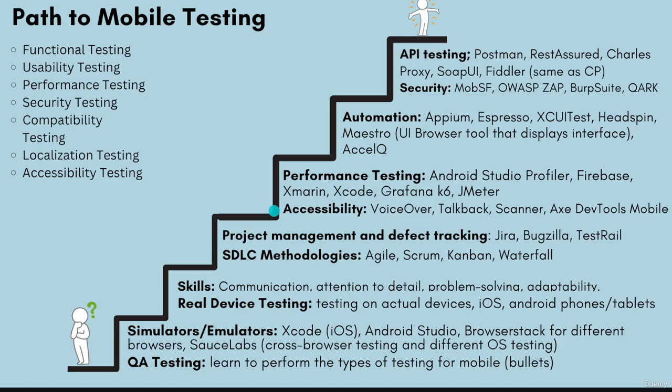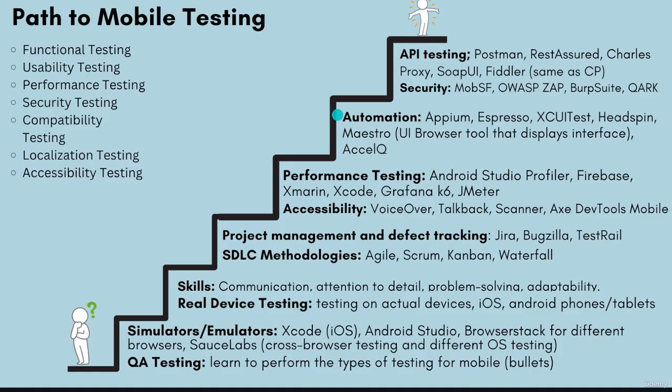Accessibility testing, something you definitely gotta do on mobile. So get familiar with your VoiceOver, TalkBack, your Accessibility Scanner, and if you want to go in depth, axe DevTools for mobile, which would cover all the WCAG requirements. Performance testing: Android Studio Profiler, Firebase, Xamarin, Xcode, Grafana K6, and JMeter are the ones that I chose as the most commonly used out in the industry.